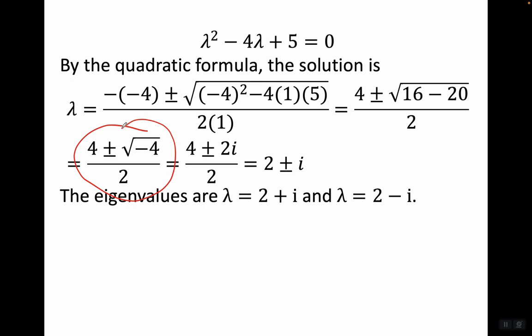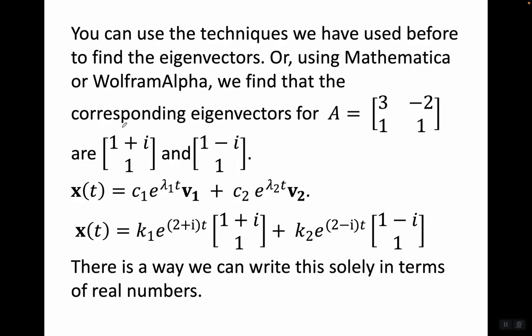I learned about complex numbers when my 8th grade algebra teacher taught me about them. Hey, we can finally use them. That's 4 plus or minus 2i all over 2, in other words, 2 plus or minus i. So the eigenvalues are lambda equals 2 plus i and lambda equals 2 minus i.